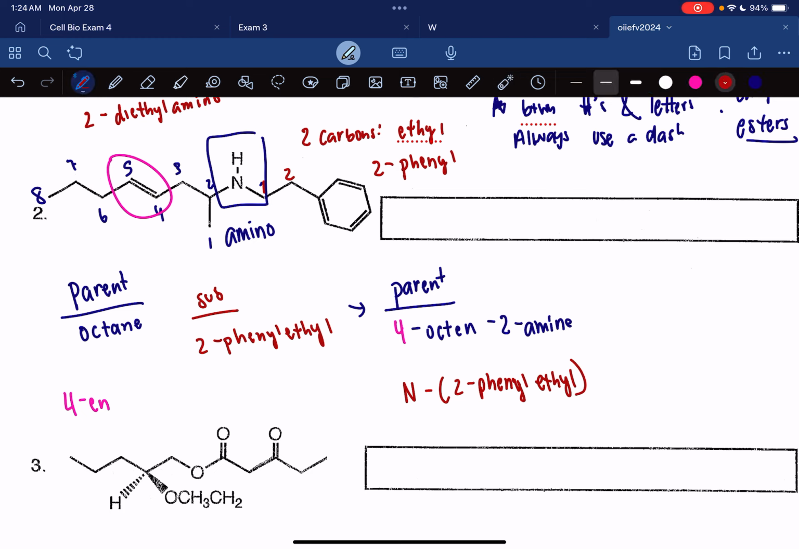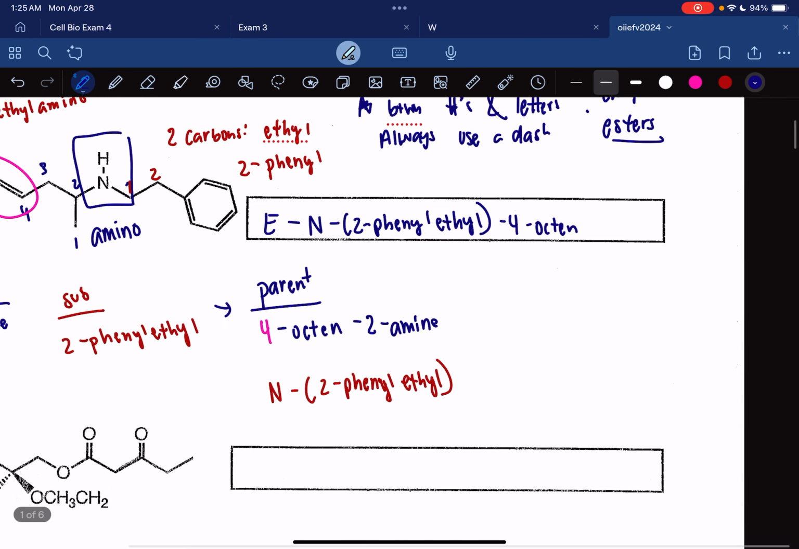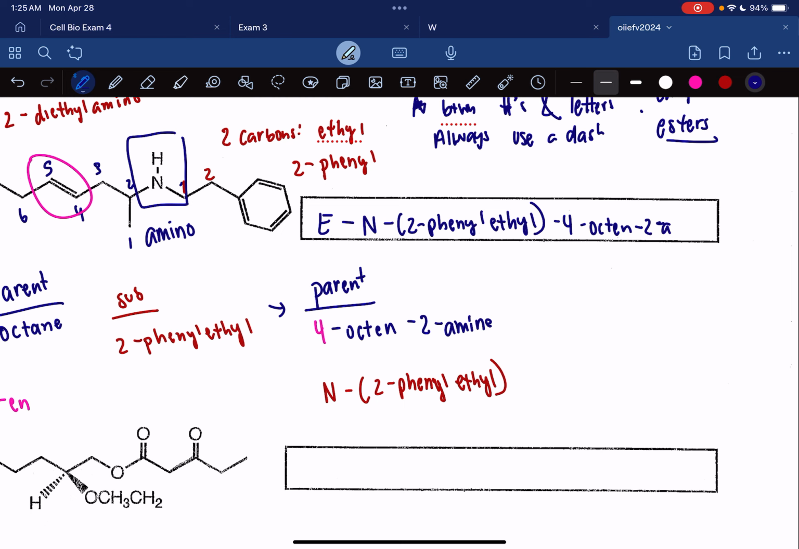Okay. And then there's one more thing we're forgetting, and that's the stereochemistry of this double bond. So this is trans, but you can also call this E. So if you remember E/Z nomenclature for alkenes, this one is E, since these are on opposite sides. So if you put it all together, you'll get E, and then N-2-phenylethyl-4-octene-2-amine.